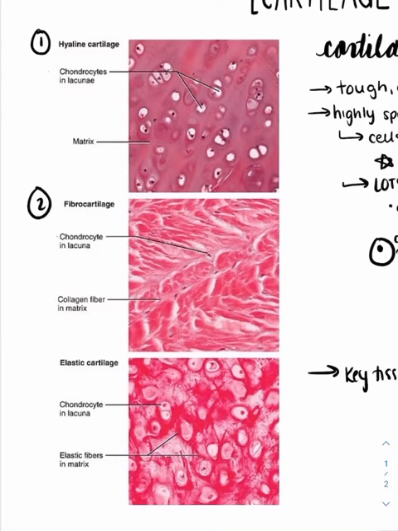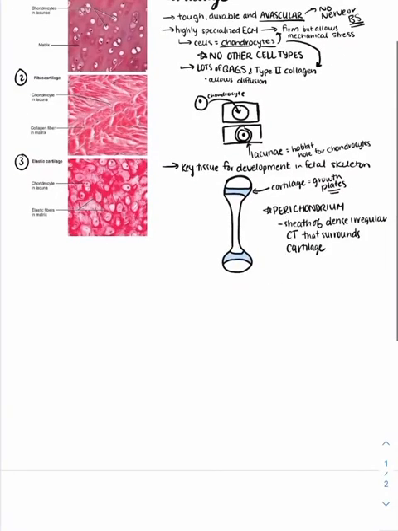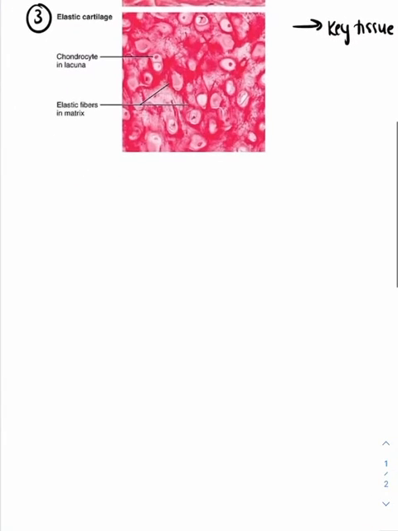Again, there are 3 types of cartilage that we're going to be looking at: hyaline cartilage, elastic cartilage, and fibrocartilage. We're going to start by talking about hyaline cartilage. Hyaline cartilage is going to be our most common type of cartilage. We're going to find this in the articular surface of our movable joints.